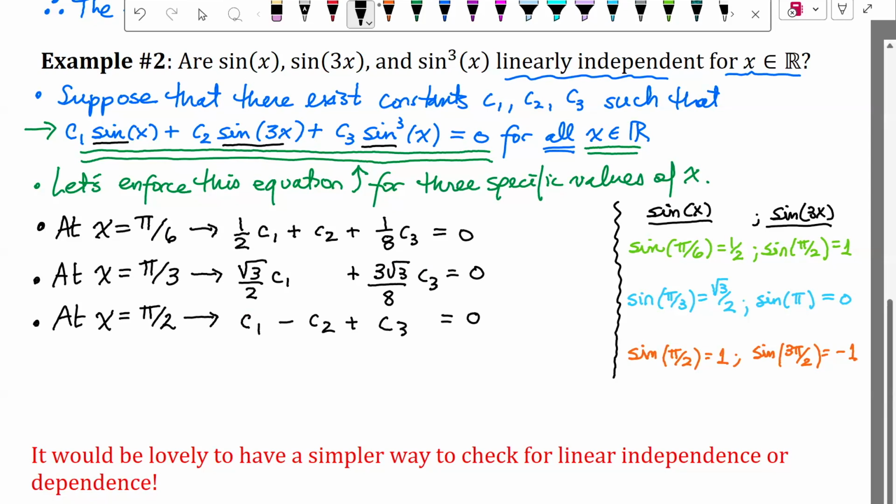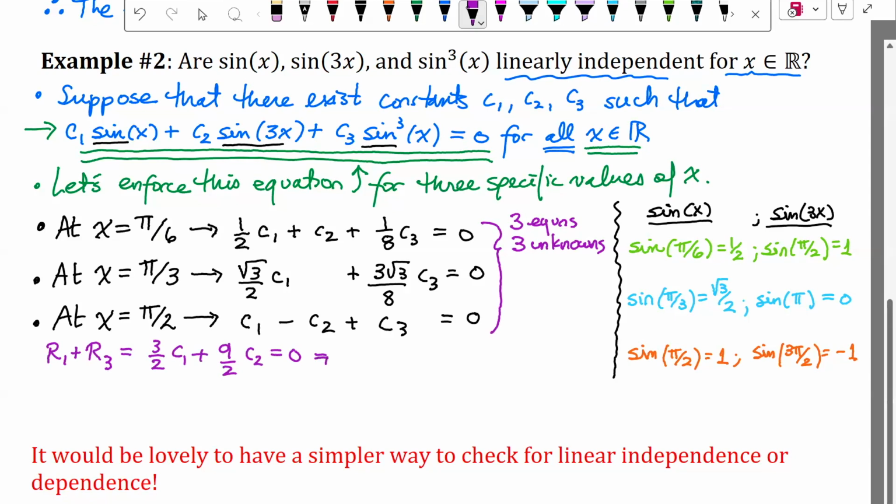I now have three equations and three unknowns, which I can simply solve for using essentially row reduction. If I take row 1 plus row 3, that gives me 3/2 C1 plus 9/2 C2 equals 0. If I take that equation and divide through by 3, that yields 1/2 C1 plus 3/2 C2 equals 0. And if I take that equation and multiply through by the square root of 3, I get root 3 over 2 C1 plus 3 root 3 over 2 C2 equals 0.